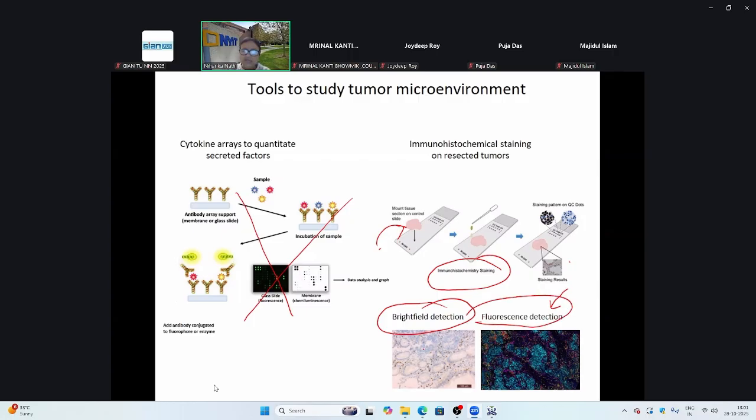And again, anything that's blue here is normal, not what you're looking for, and the brown one is what you're looking for. So the brown stains in these are the protein that you want to look for.